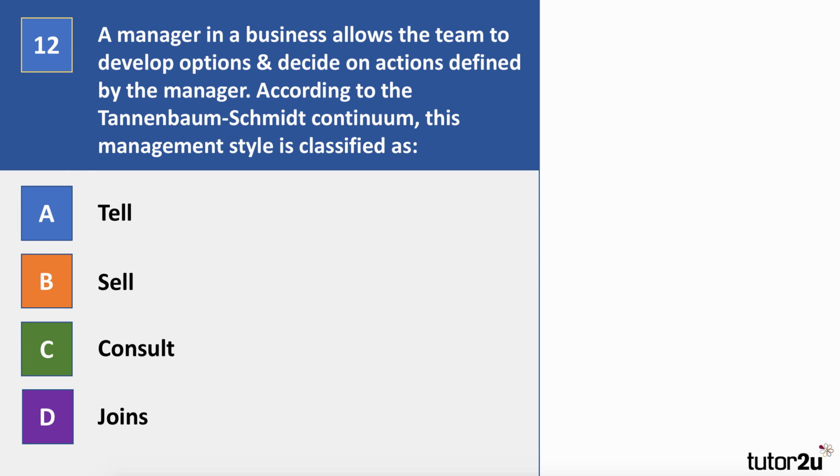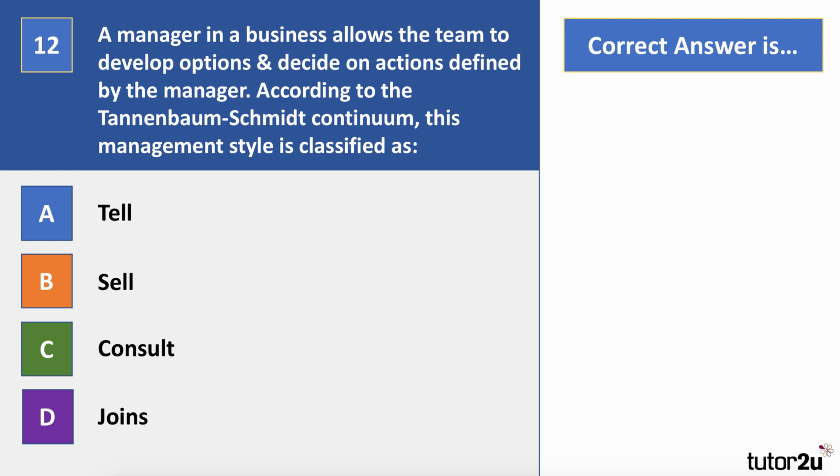What do we think? Well, obviously we need to know what the Tannenbaum-Schmidt continuum is here to get this right, and if you remember it and remember which end of the continuum this particular management style is, you'll have selected answer D, which is joins.